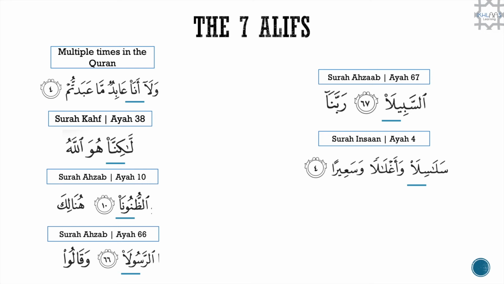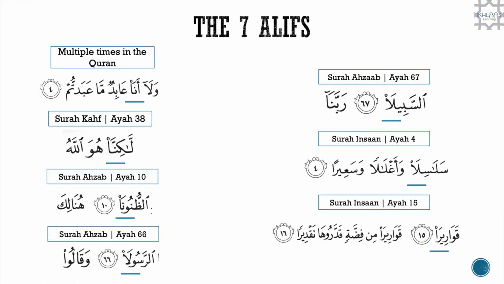The next example is from the Surah Al-Insan. Here the word is salasila wa aghlala wa sa'ira. So we're focusing on the word salasila. If I'm going to stop there, then again I would utilize that alif and make it into a madda, stretch it for 2 counts. So I would say salasila. However, if I'm going to join all the words together, then I would say salasila wa aghlalan wa sa'ira, and disregard that alif, which is next to the lam.